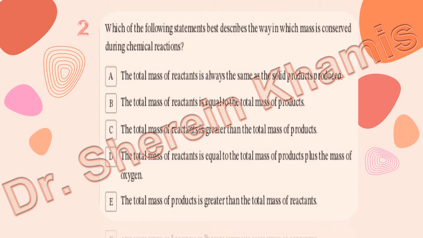Question 2 says, which of the following statements best describes the way in which mass is conserved during a chemical reaction? We can state the conservation of mass law as: the total mass of reactants is equal to the total mass of products. So we have here letter B, the total mass of reactants is equal to the total mass of products. Okay, let's go to question 3.